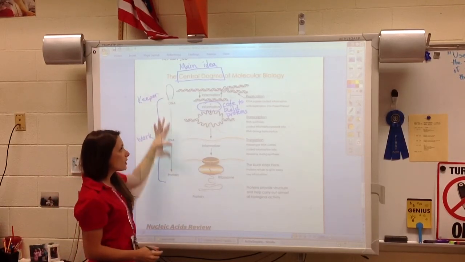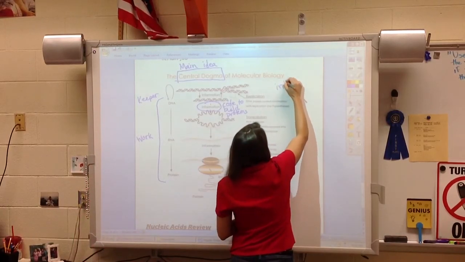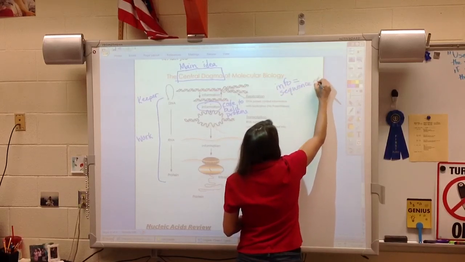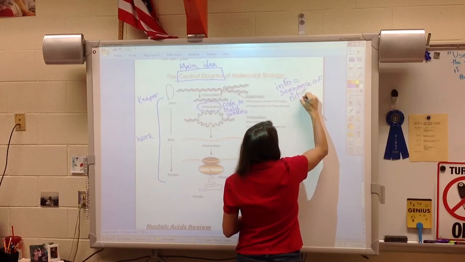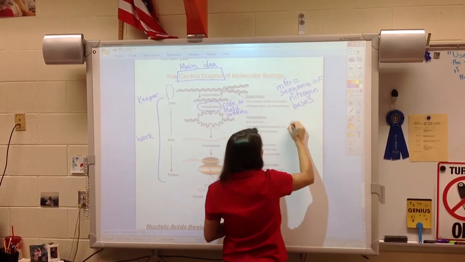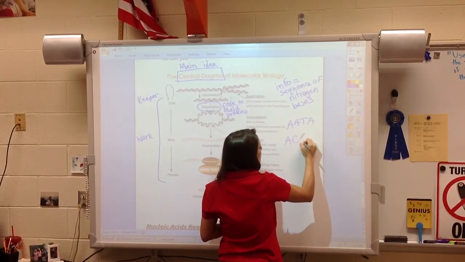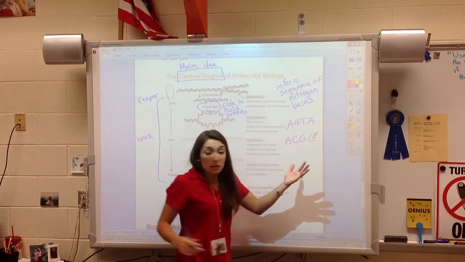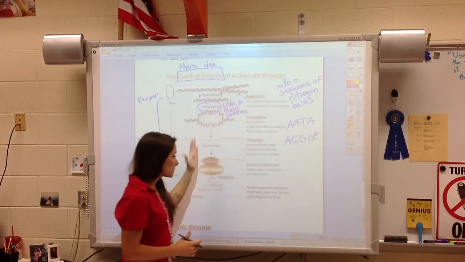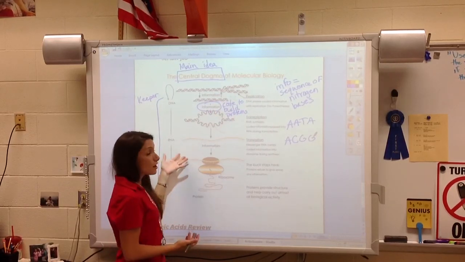And so what we have to be able to do is send information, and this information is all in what we call the sequence of the nitrogen bases. So if you remember, a sequence AATA is going to give us a different protein than ACGG, and so on. And so it's the sequence of these letters that will help us build a protein, and different proteins do different jobs. So that's where we are for now.